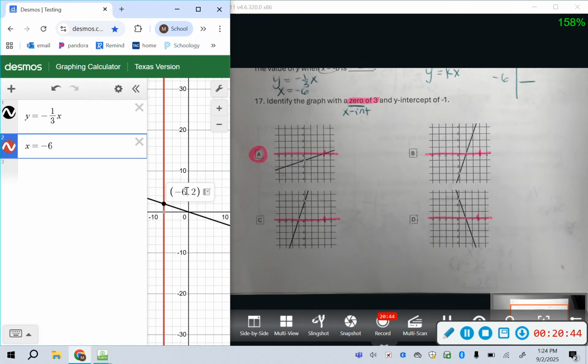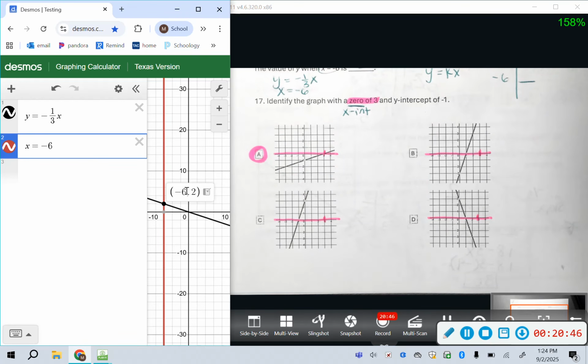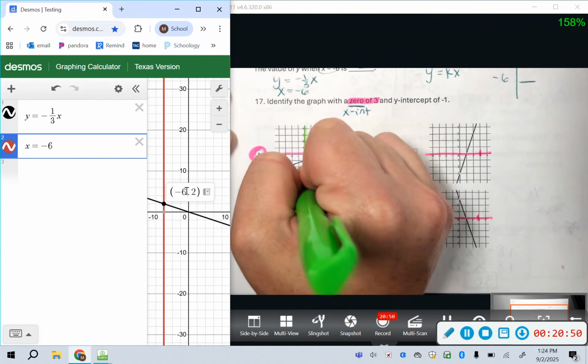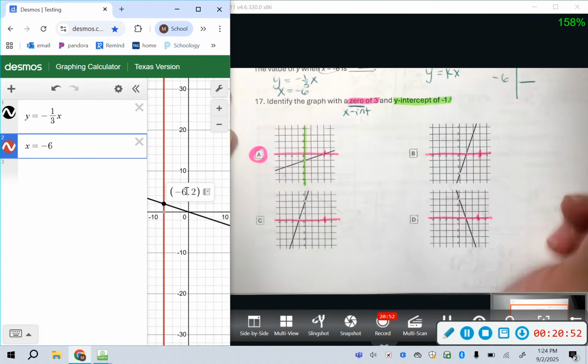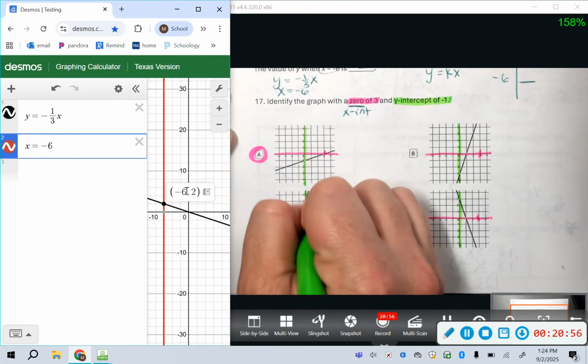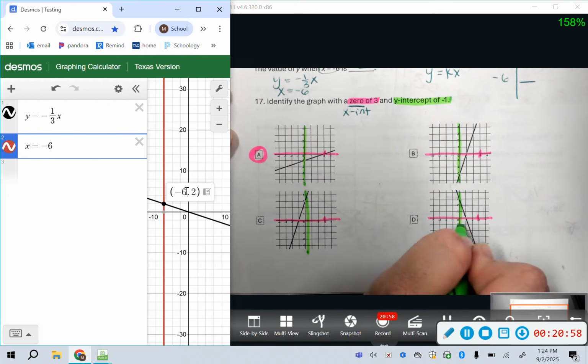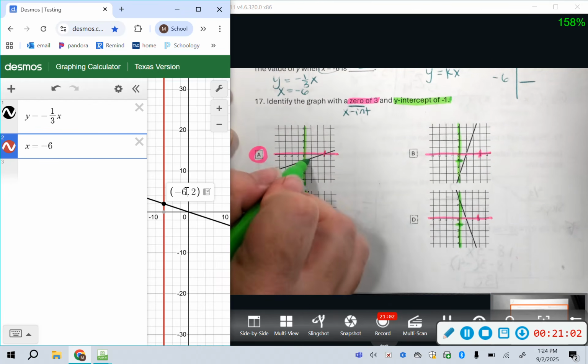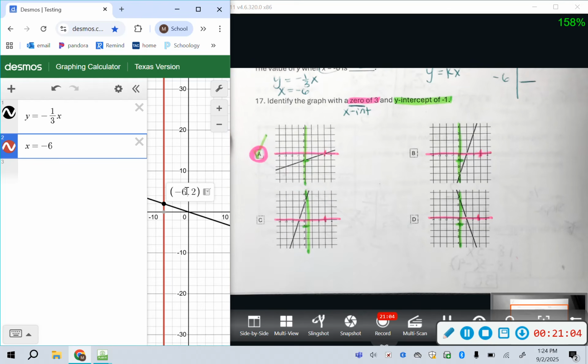But just to prove it, let's also check our y-intercept, because on the test there might be one that has more than one. So I'm going to check. And I need a y-intercept of -1. Oop, I missed, but you get it. -1, -1. So that just proves that A is my answer.